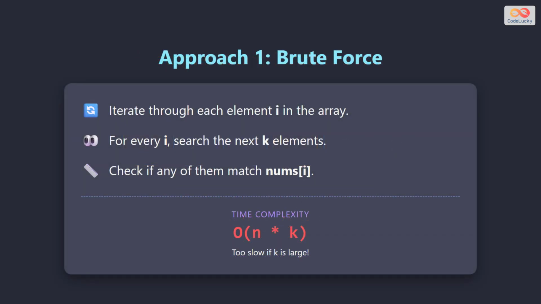A naive approach is to use brute force. We could iterate through every element in the array, and for each element, scan the next k elements to see if there is a match. While simple, this results in a time complexity of O(n * k), and if k is large, this becomes very slow.